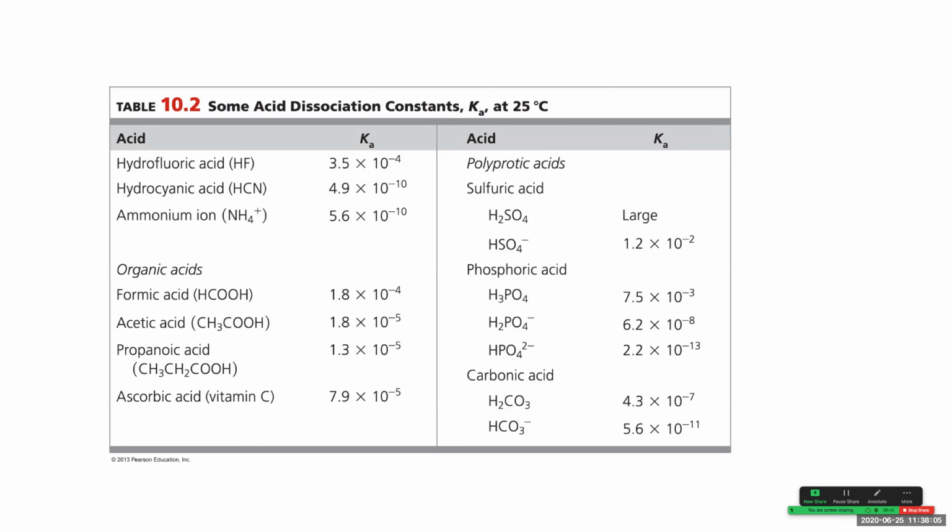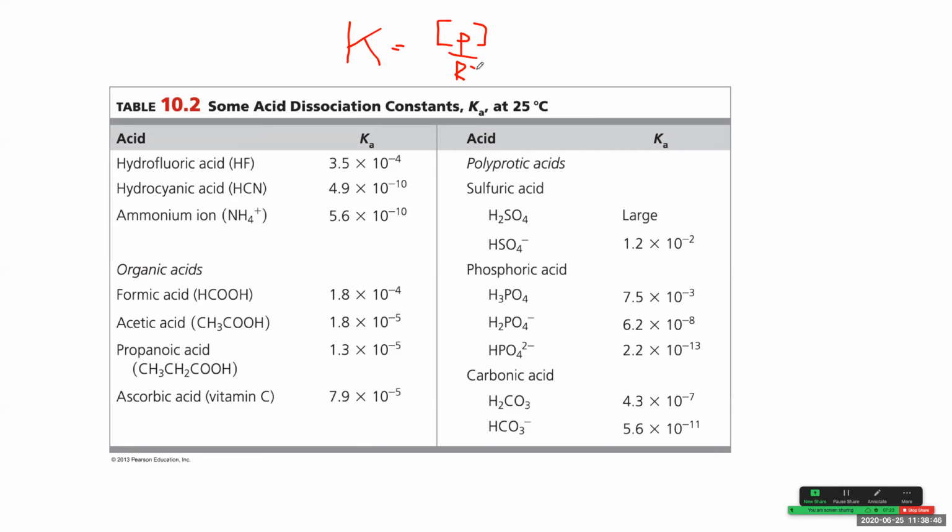So here's a list of Kas. Now remember the equilibrium constant is the product over the reactant. Let me just write it up here to remind you. So K is product over reactant. And I'll just use a P for product instead of writing it all out, over reactant.